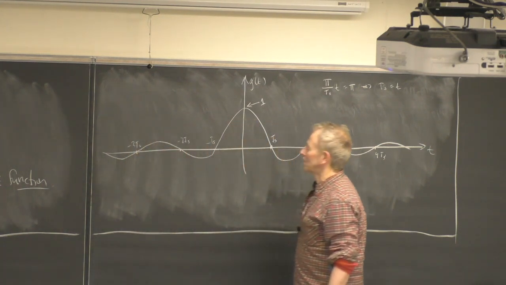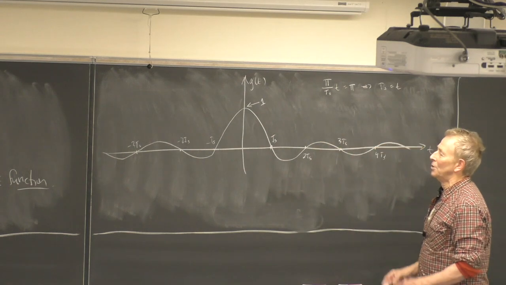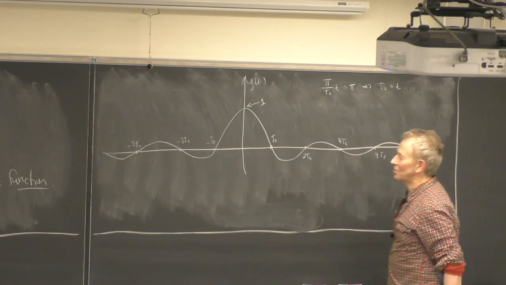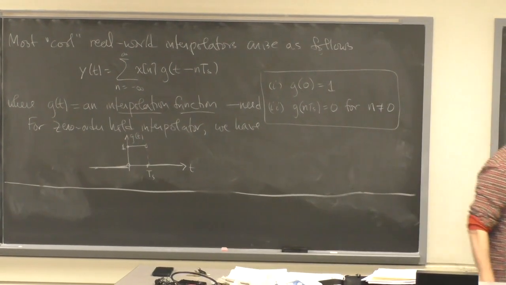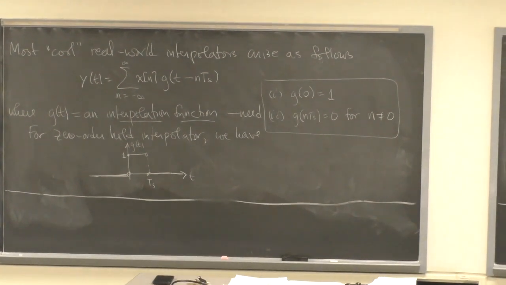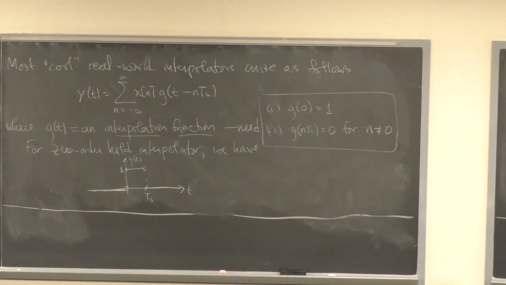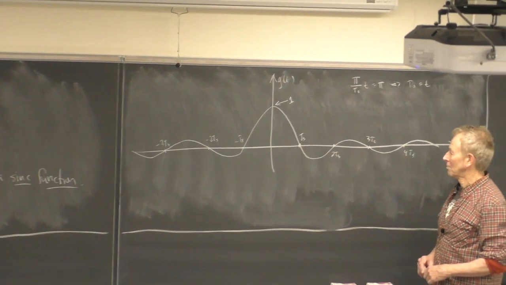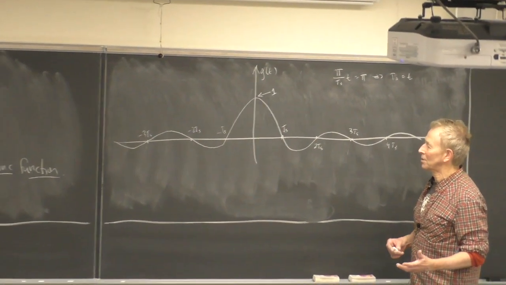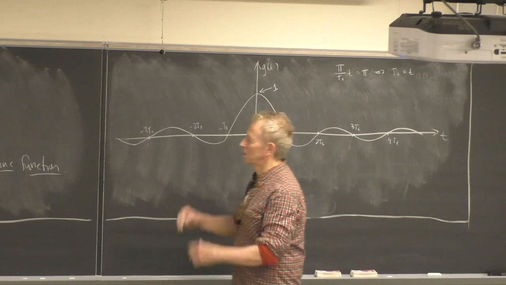So this is a sinc function. Note that the sinc function satisfies these two requirements that apply to any interpolation function g. Namely, that it has to be 1 at t equals 0, and it has to be 0 at all the integer multiples of Ts other than 0. So it is a valid interpolation function, and as it happens, this is the interpolation function for the magic box.